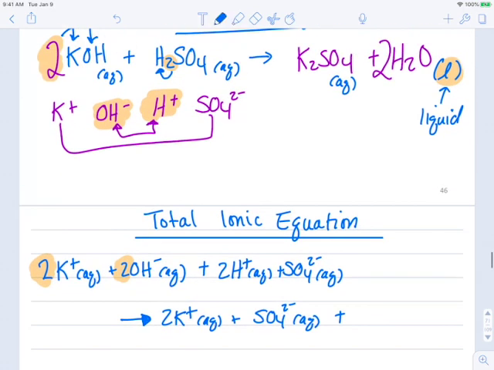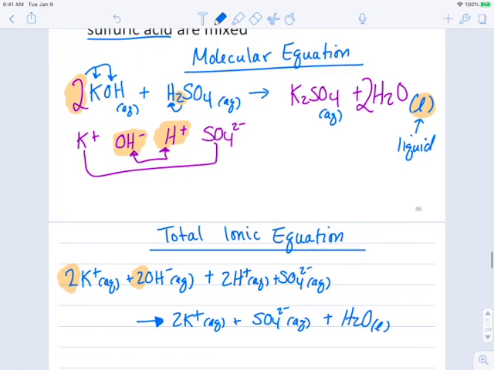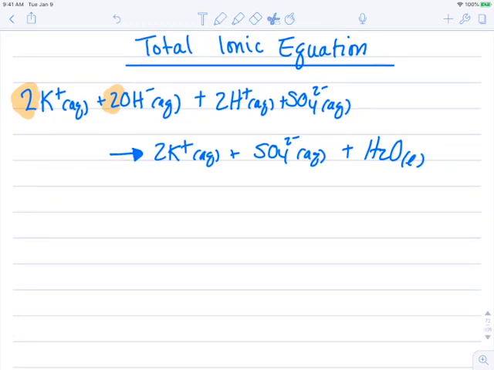All right, so I am going to write H2O as a liquid. I'm not breaking it up because it is a non-electrolyte. So any questions on how we took our molecular equation and we broke it up to the total ionic equation? And any questions on why I didn't break up that water? Okay. All right, so here is our total ionic equation, and I wrote it on 2 lines.